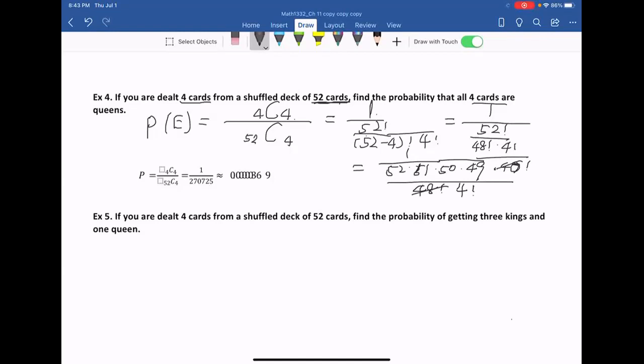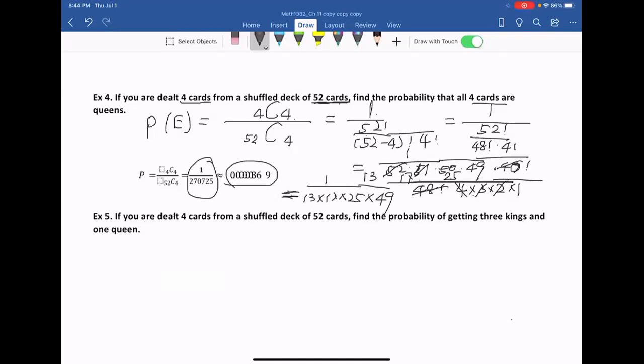Okay, 4 factorial equals 4 times 3 times 2 times 1. So simplify this. 52 and 4, this one is 13. 51 and 3, we have 17. 50 and 2, 25 left. So this part equals 1 over 13 times 17 times 25 times 49. Yeah, and then we should get this number. Let me see. I use my calculator to find the answer. 13 times 17 times 25 times 49. Yes, I got this number, and you can make it into the decimal format.